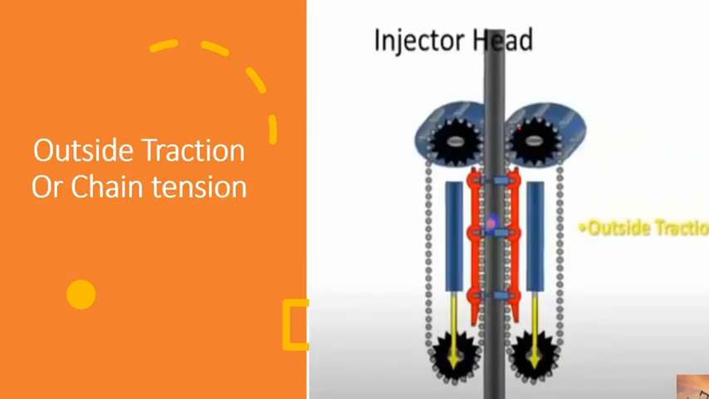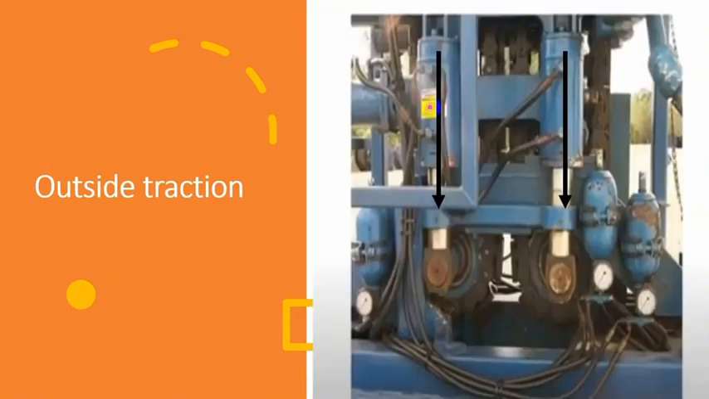Outside traction or chain tension is made from these cylinders pushing against only idle sprockets to keep this chain always in tension. These are, as you can see, the piston, this stainless part, and the cylinder. Hydraulic pressure from this hose inside pushes against the piston, so it pushes the idle sprockets, this one and this one, to keep the chain always in tension.